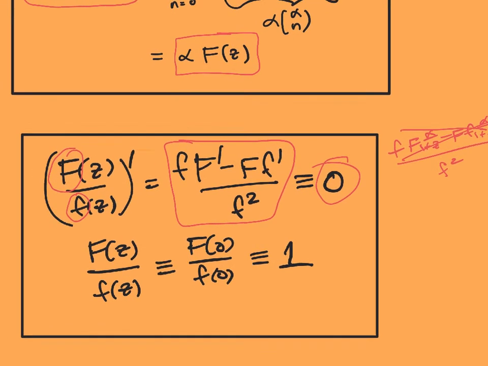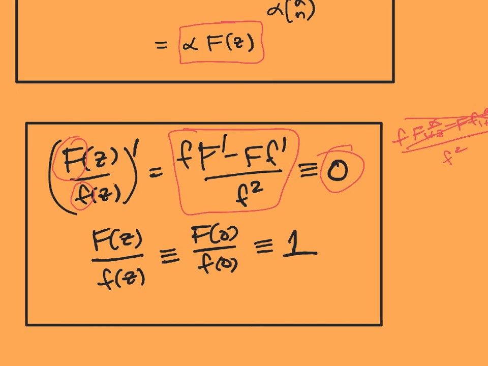Okay, so the derivative of this is identically 0. So this has to be constant, and so I'll plug in 0 to get 1. So this function is identically 1. So we get that the power function is equal to Newton's binomial formula.